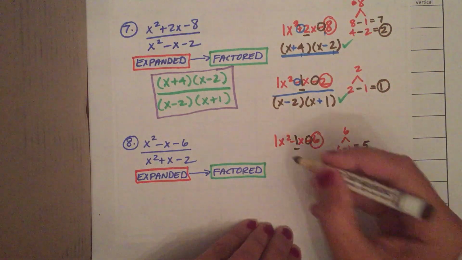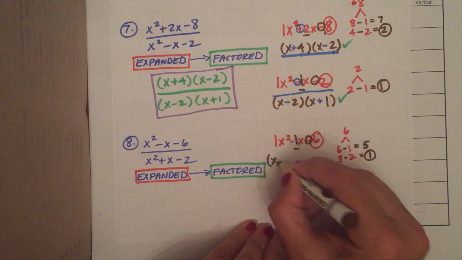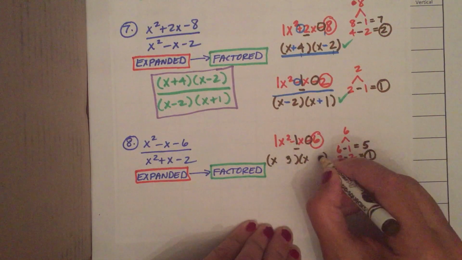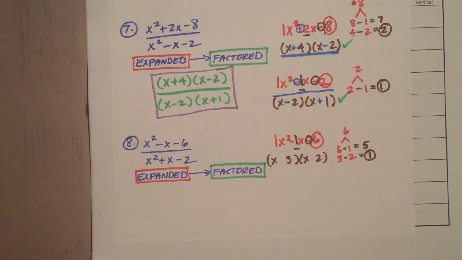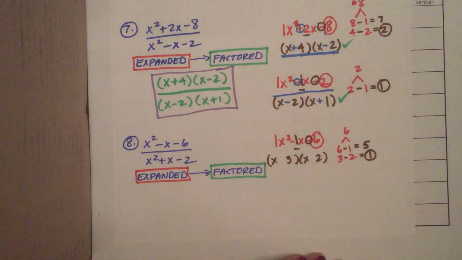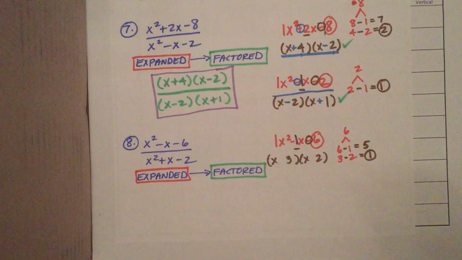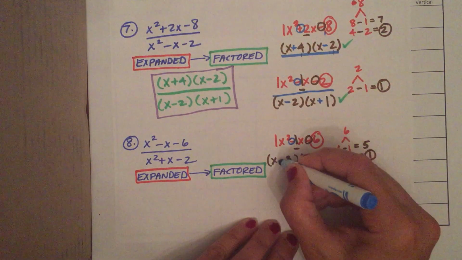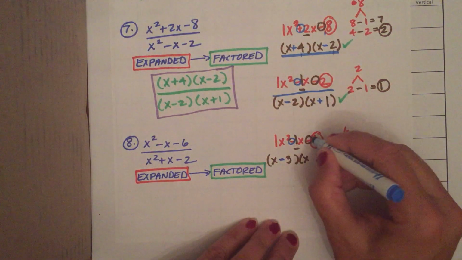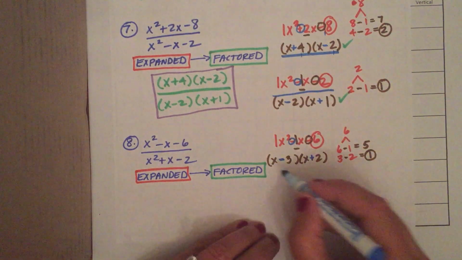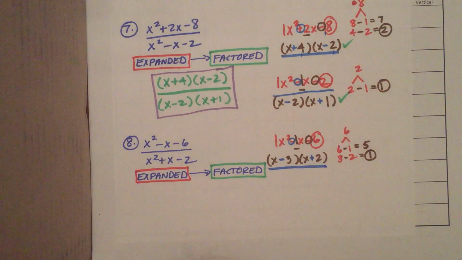There we go. So I'm going to have x and 3 and 2. Now once again, because the c value is negative, that means that you're going to have a negative and a positive here. So let's look at our b value. We are looking for a negative 1. That means that the larger factor has to be negative, and since the c value is negative, the other one's got to be positive. So there is your numerator. So let's do the denominator.